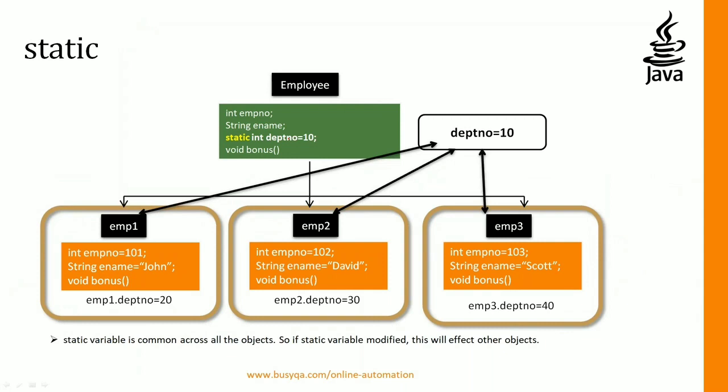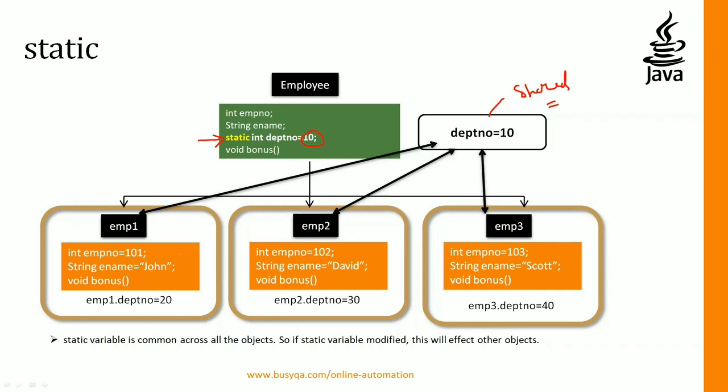Now let us see this scenario. What is the variable which is common for all the objects? Department number, right? So instead of assigning department number 10 in each and every object, I will just assign the value at the class level itself, and I will make that variable static. When I make the variable static, it will create a separate memory location, and there department number 10 will be stored. This is a shared memory, called a shared location.